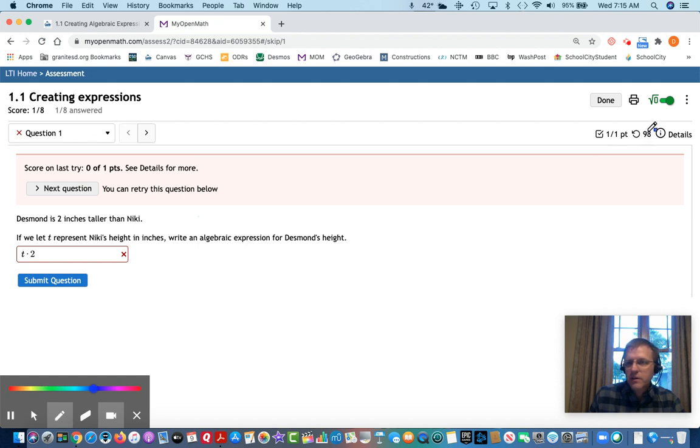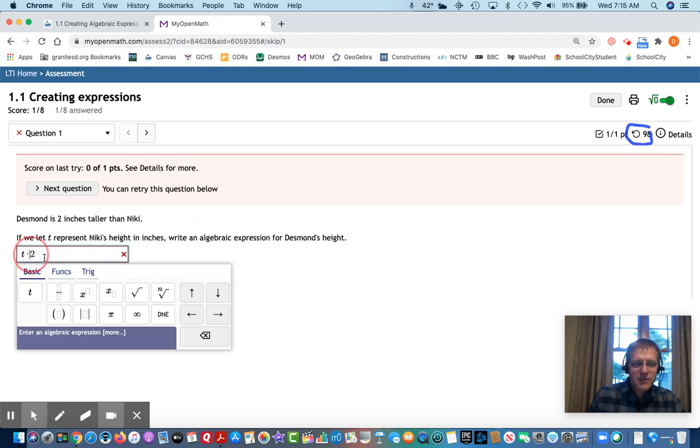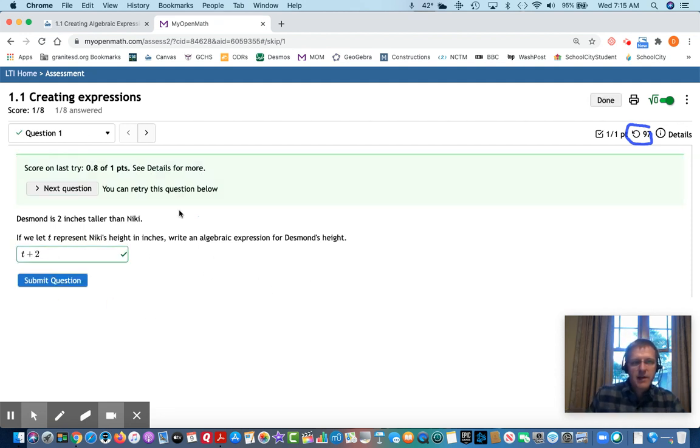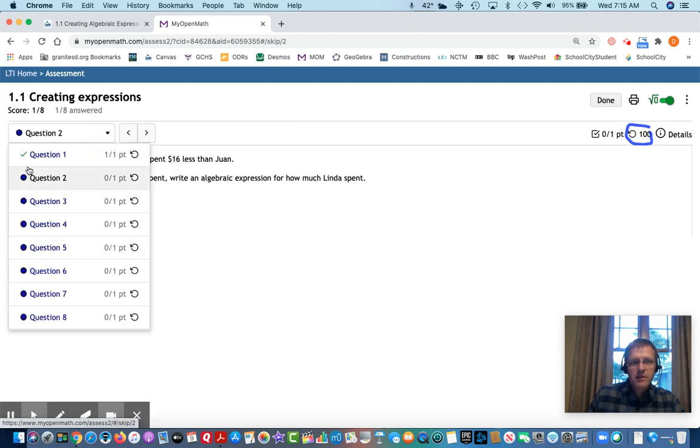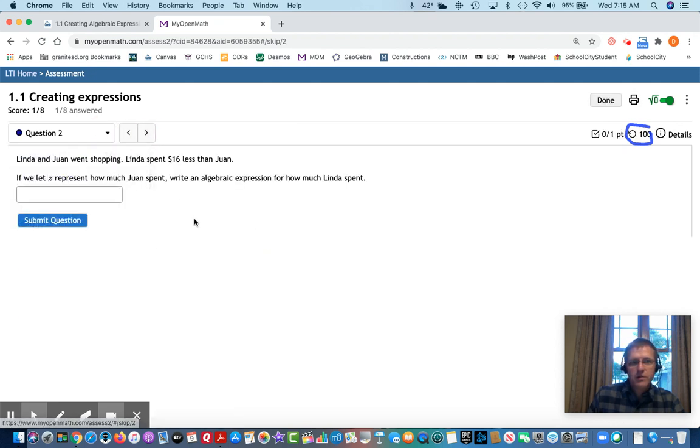Look up here. This here is how many times you can do that question over again. And it said 99 when I started the quiz. Now it went down to 98. So I used up one of 100 attempts. So you can really do these questions lots of times. So let's just change that back to plus. Then I'm going to go up here to the next question. Oh, and you can also pull this menu down. You can see which ones you've done right, and you can do them over.